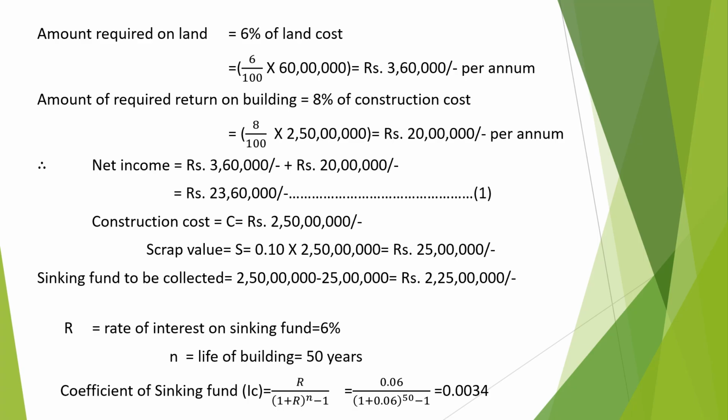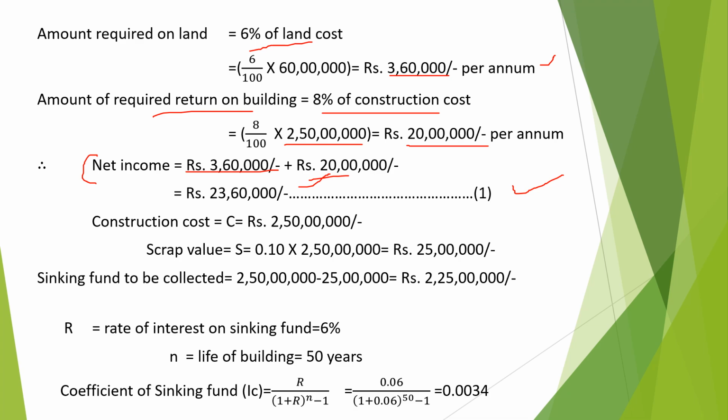See here, the amount required on the land is 6% of the land cost. So 6% of 60 lakh is 3 lakh 60 thousand per annum. You will get the required return from the land, and the return required from the building is 8% of construction cost, meaning 8% of 2 crore 50 lakh, so you require 20 lakh per annum from the building. So how much total do you require? Net income you require is 3 lakh 60,000 plus 20 lakh, which is 23 lakh 60,000. So the first thing is this 23 lakh 60,000. This is the required return from the building as well as from the land.